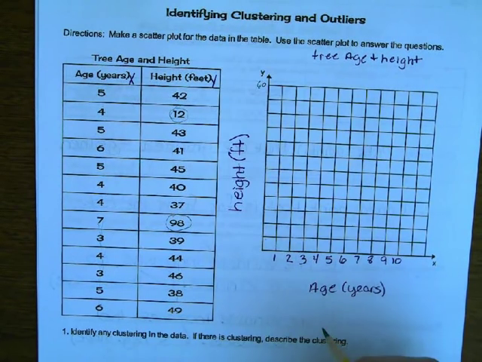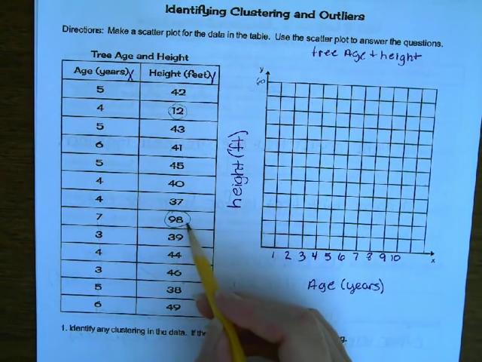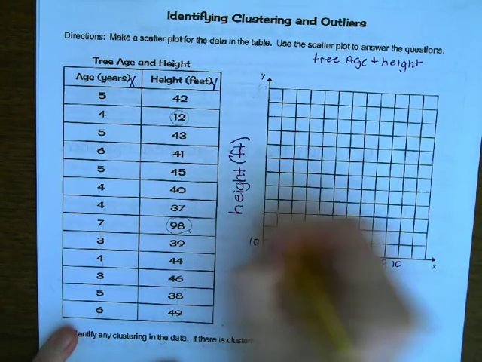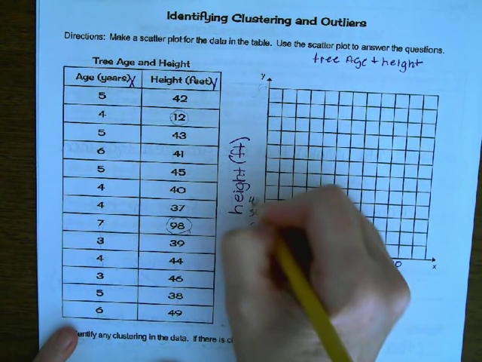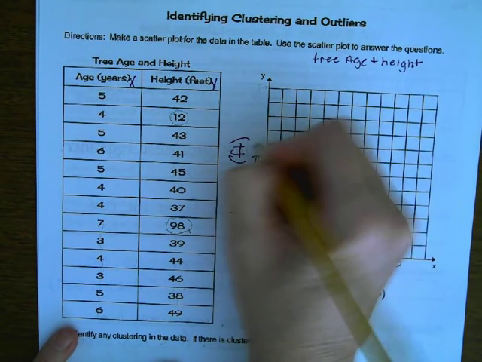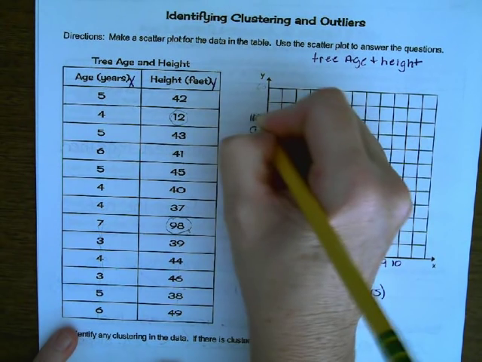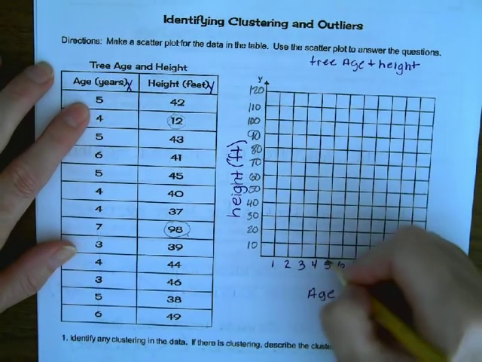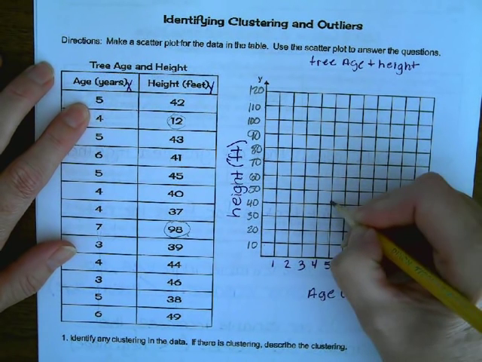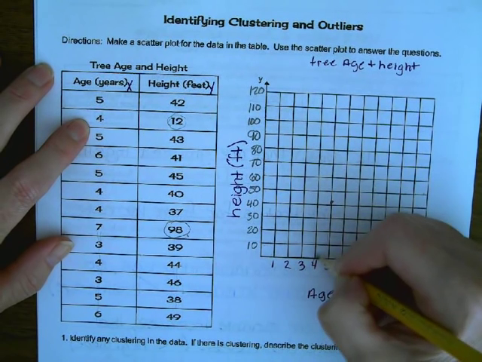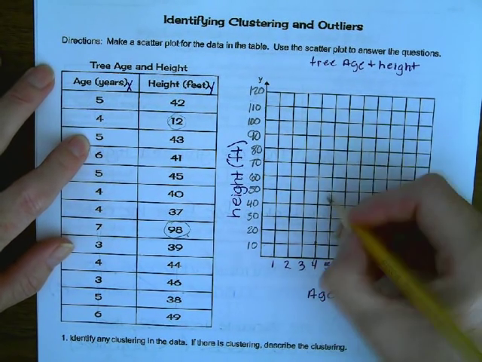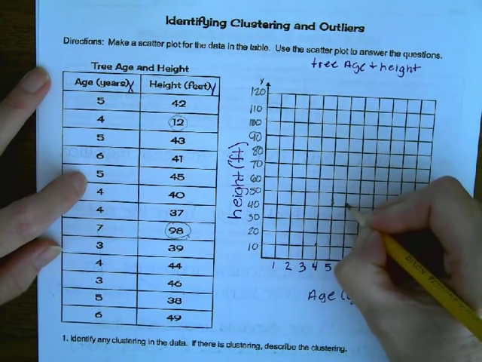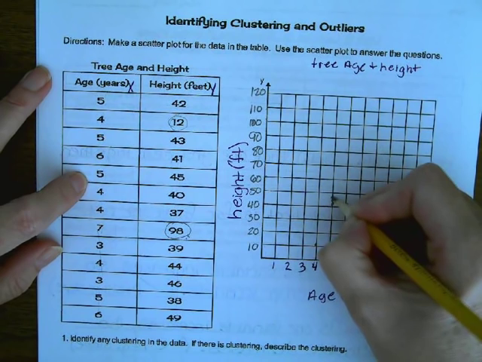If I count by 5s, I only get to 60, and I have to get my 98 on my scale. So I guess I'm going to have to count by 10s. 10, 20, 30, and so on. It'll make things a little bit difficult, but not too bad. All right. 5 and a 42. 4 and a 12. 5 and a 43. 41. I've run out of room.